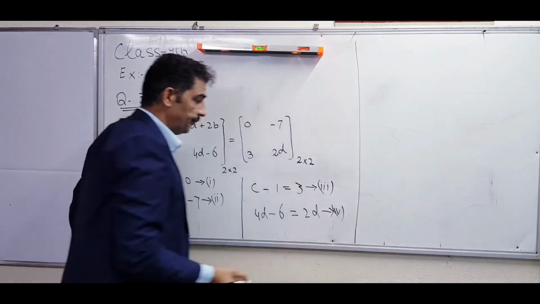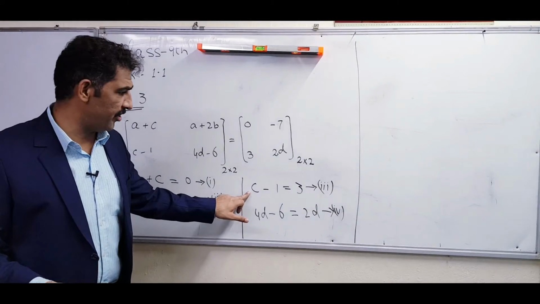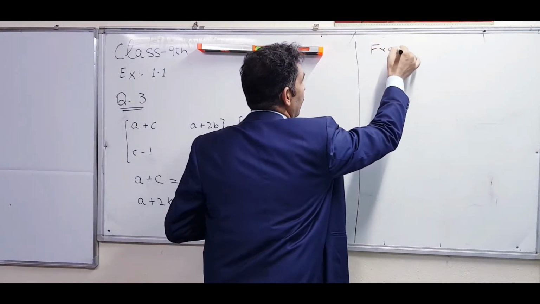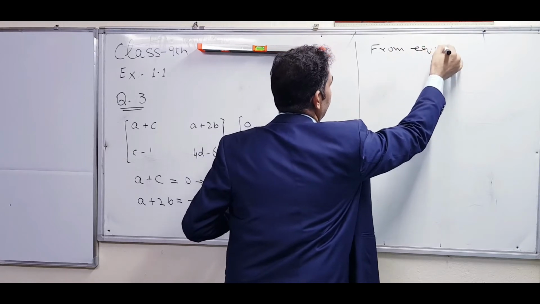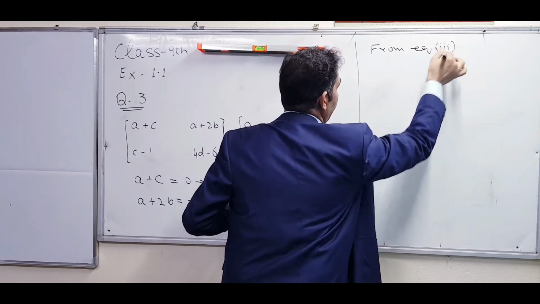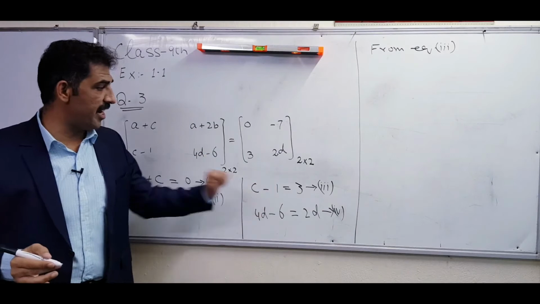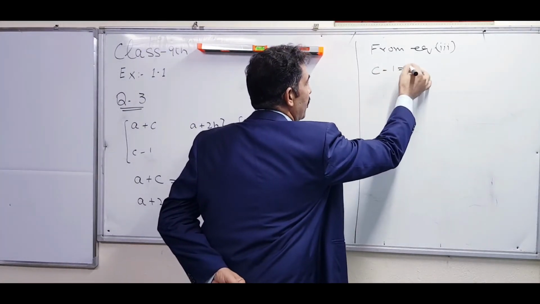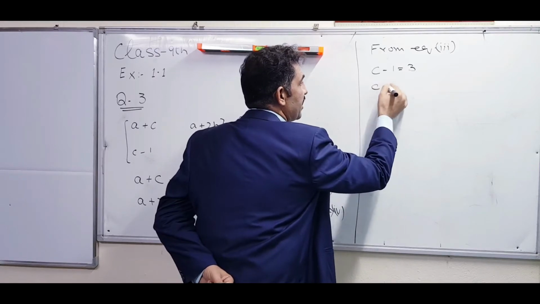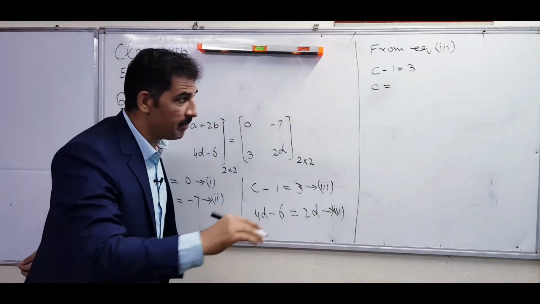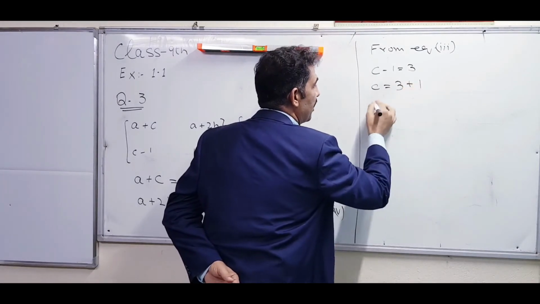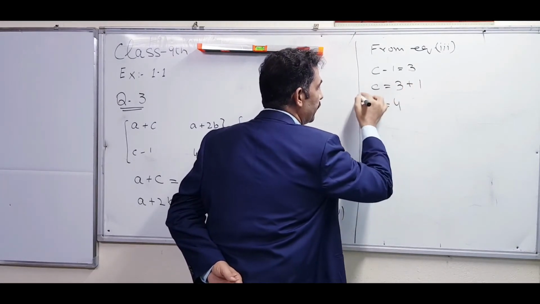So first we'll solve from equation 3. What is equation 3? C minus 1 is equal to 3. So what is the value of C? Good. Minus 1 is shifting to the other side. So 3 plus 1, so C is equal to 4.